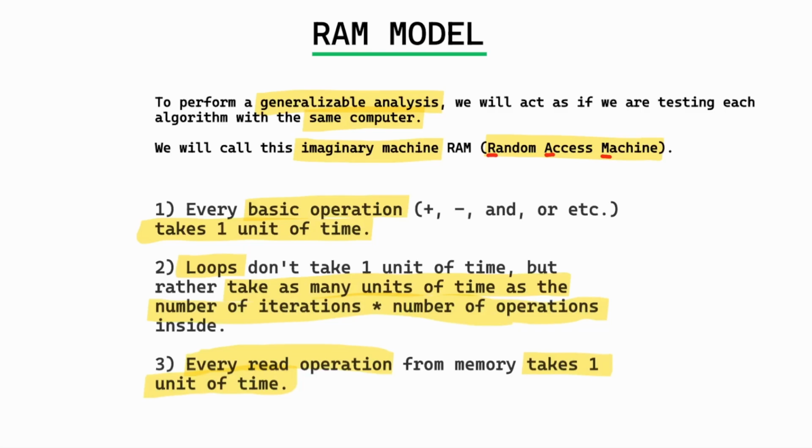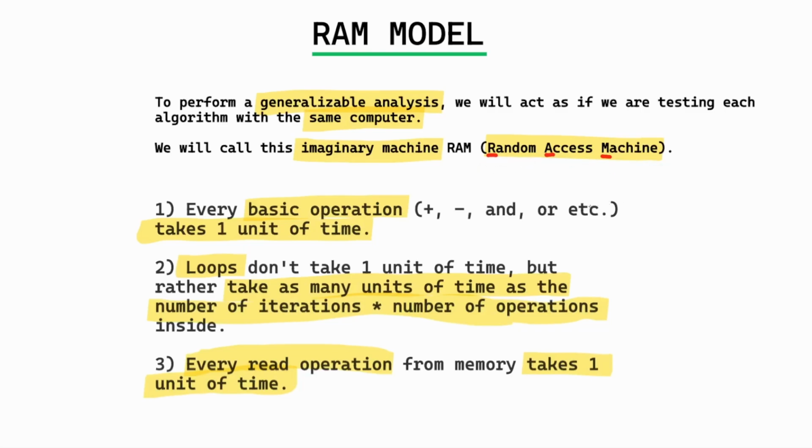Now that would solve the generalizable problem, but it might be really hard to do that, like sending every single algorithm that we found to that single computer and running it on different inputs. That might not be possible. But instead of making a physical computer, we can imagine a computer. That's where the RAM model comes up.